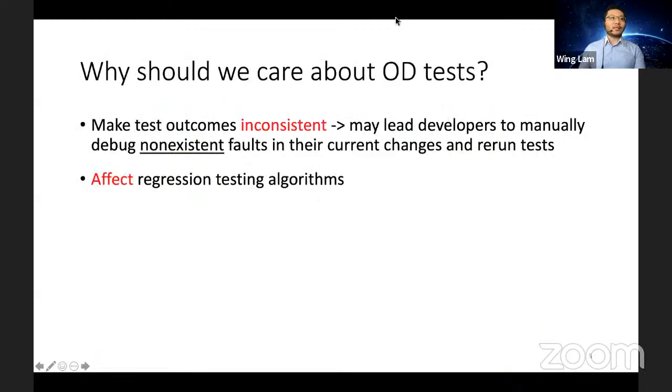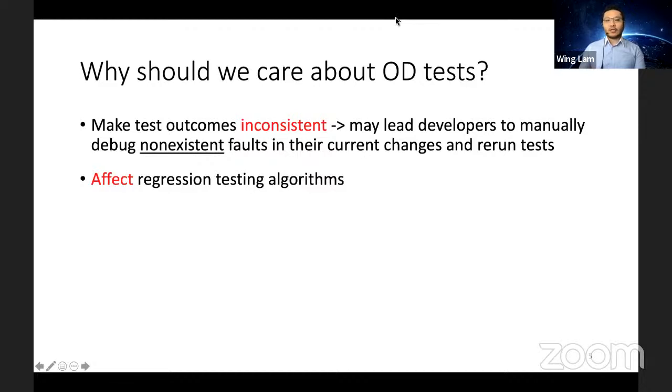So why is this a problem? Why do we care about these tests? Well, for one, it actually makes test outcomes inconsistent. And because of that, they may lead developers to manually debug some non-existent faults in their recent changes and waste their time and machine resources to rerun tests.